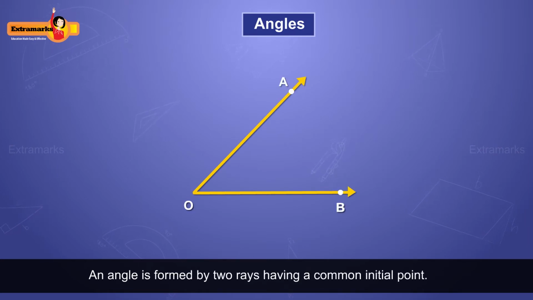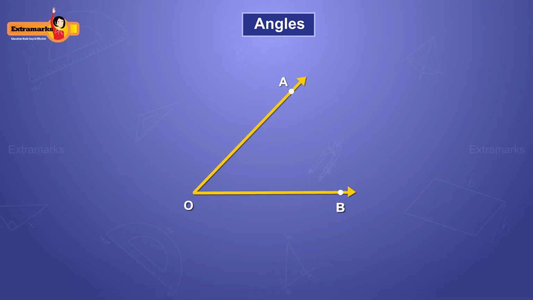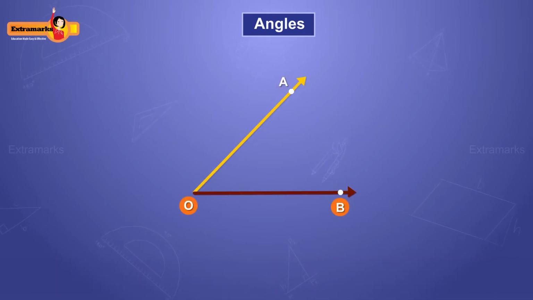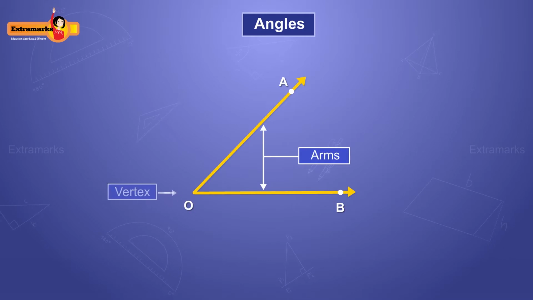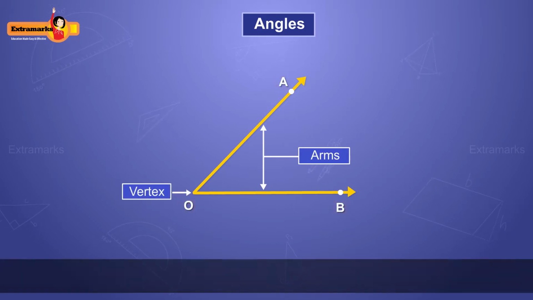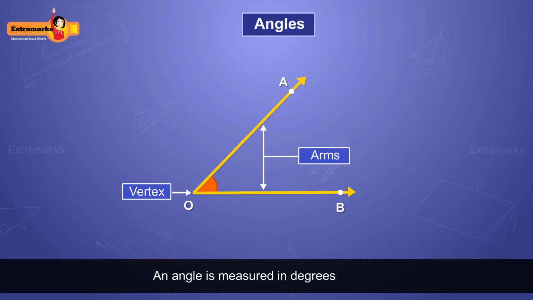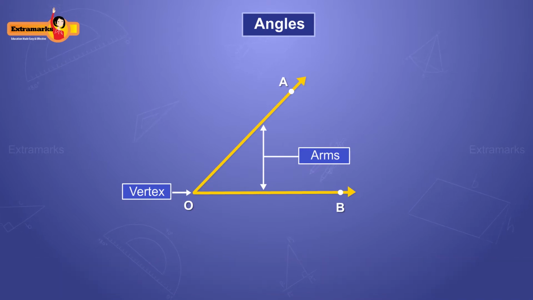Let us discuss more about angles. Here, rays OA and OB are the arms, and O is the vertex of the angle AOB. Moreover, an angle is measured in degrees, whose symbol is shown here. Let us now learn and understand what an angle bisector is with the help of an activity.